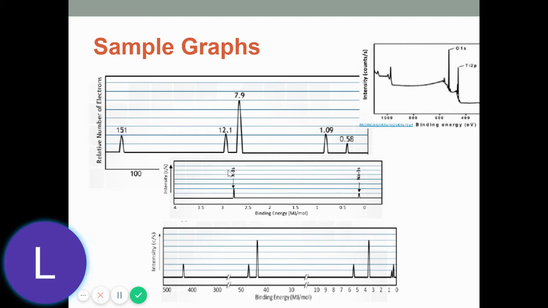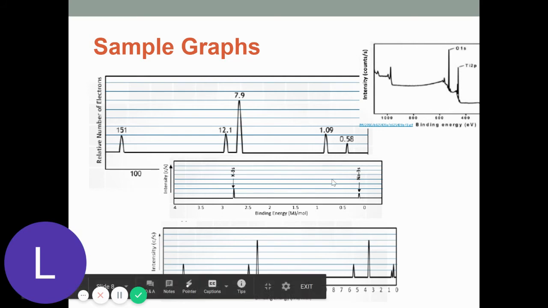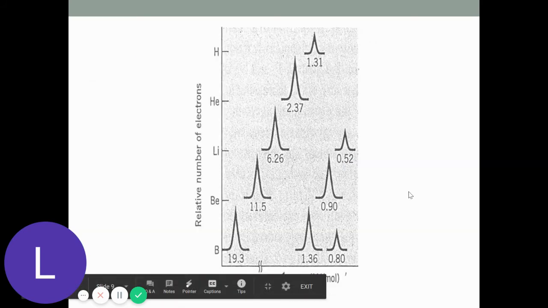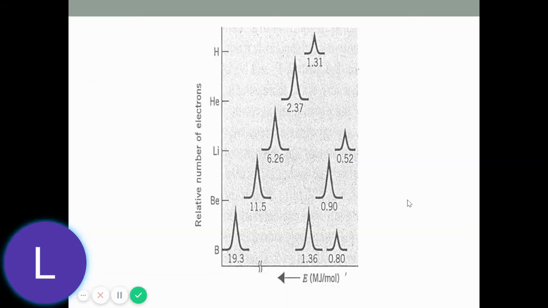Because we're looking at the same type of electrons, both of them are 3s. If potassium is held more tightly, which we can see because the binding energy is higher, it must be because of the greater core, the greater positive core.